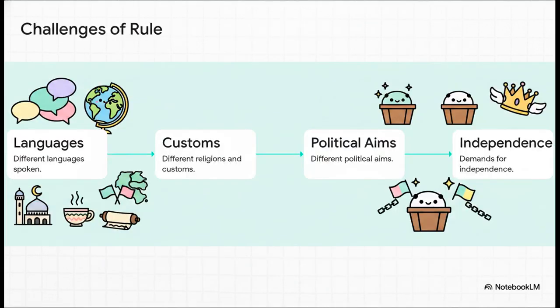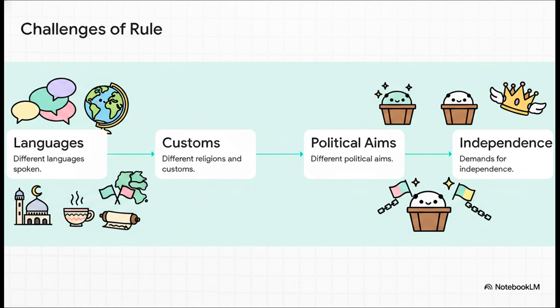Governing immense diversity naturally forces competing interests into very close quarters. First off, widespread linguistic differences create immediate, massive logistical barriers to unified administration and just basic communication. Second, diverging religious and social customs dictate entirely different ways of approaching law, education, and daily life.